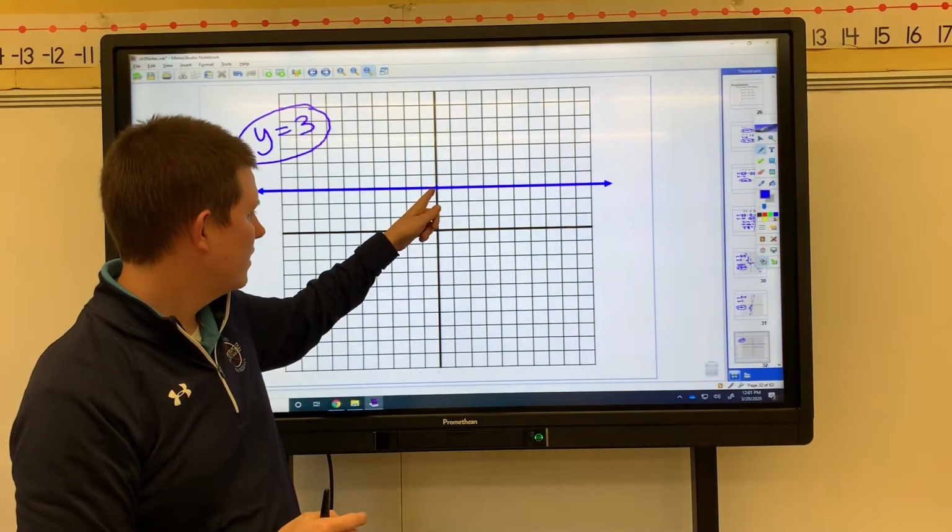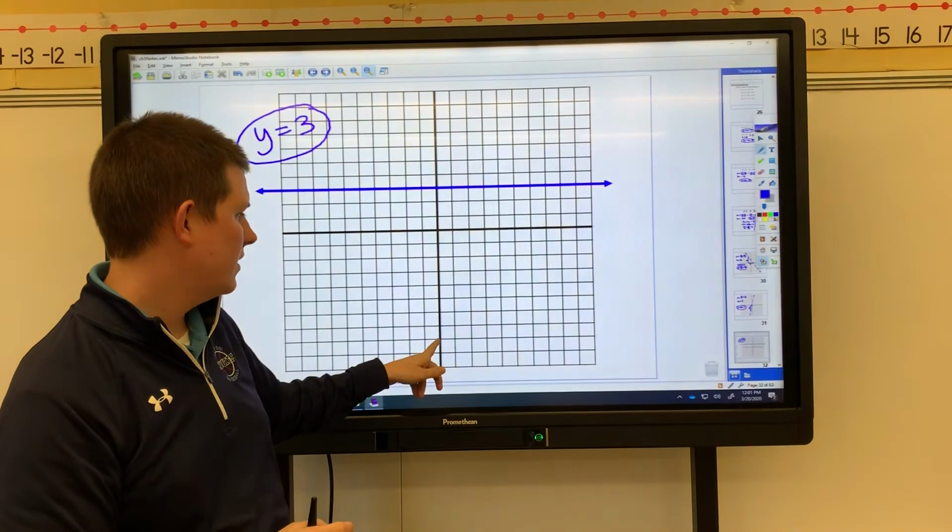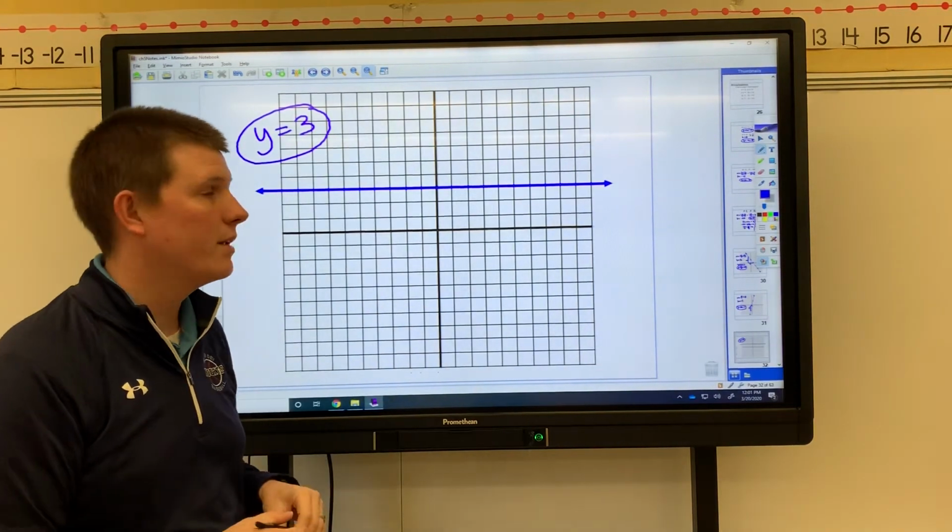In this case, it crossed it here. If it crossed it down here, it'd be negative 3. If it crossed down there, it'd be negative 8. It's where it crosses the line.